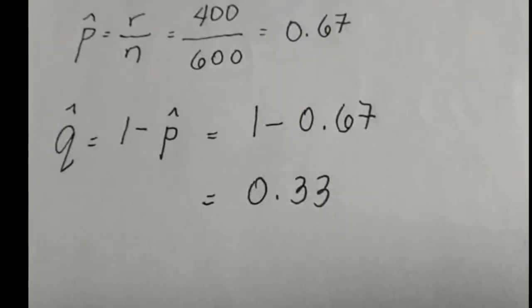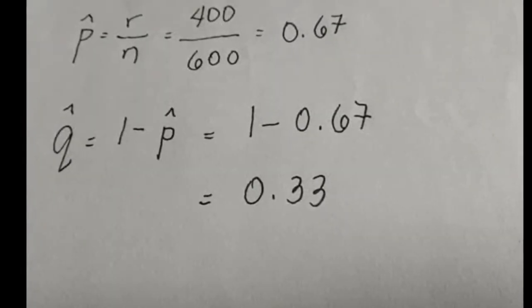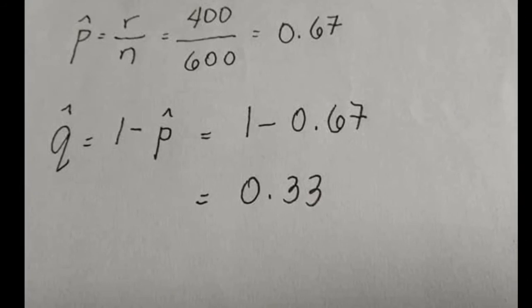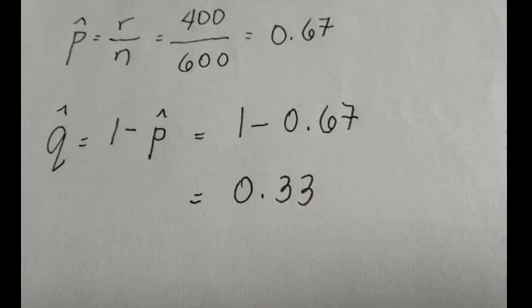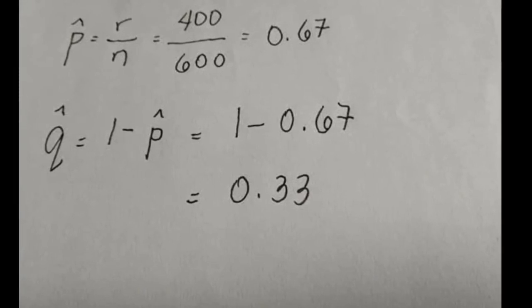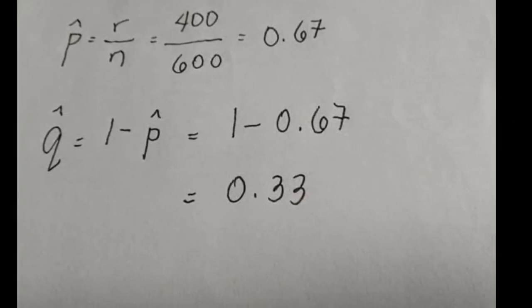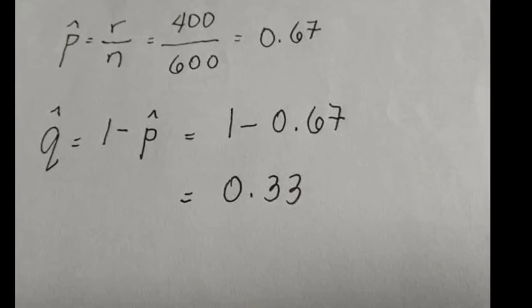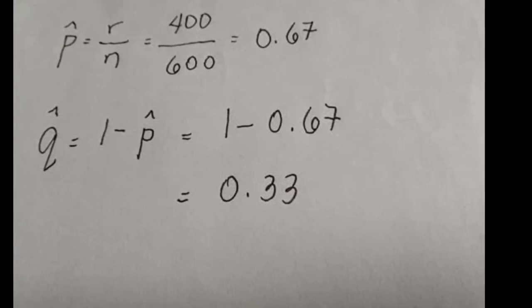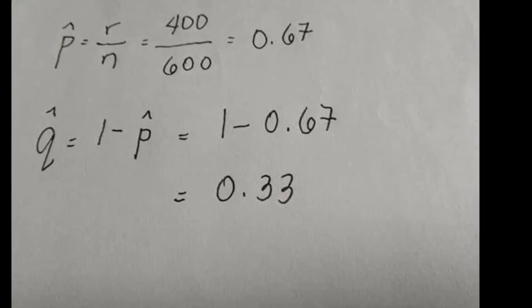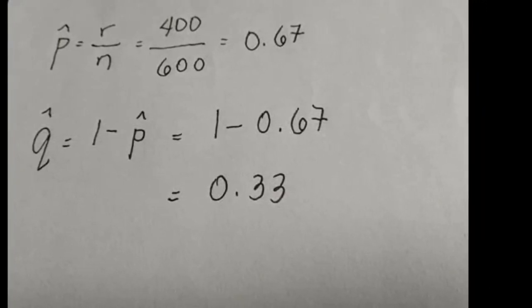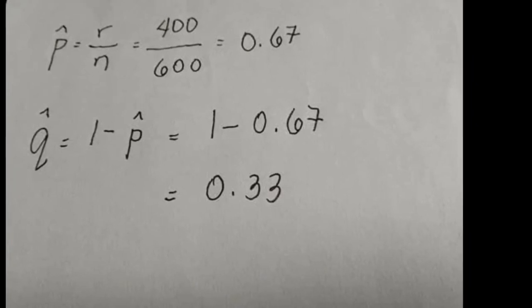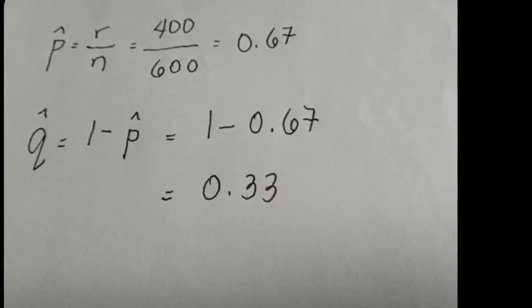So now, we will solve the sample proportion. The formula for sample proportion is p hat is equal to r over n. Substitute the values, it will now become p hat is equal to 400 over 600, solve it. 400 divided by 600 is equal to 0.67. Now, we will also get the number of failures, which is denoted by q hat. The formula is q hat is equal to 1 minus p hat. So we will substitute 1 minus 0.67, the answer is 0.33. That is our q hat.